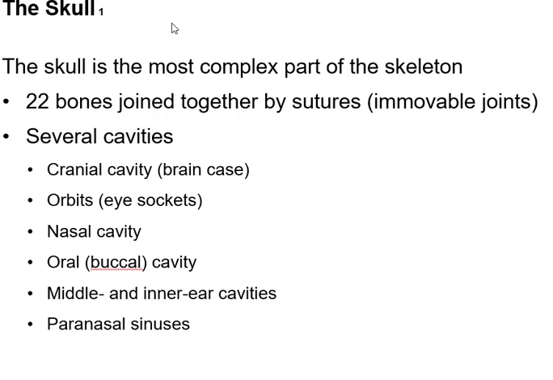Your skull is made of 22 different bones. They're held together by sutures, which are fibrous joints or immovable joints. And then you have several cavities. So you've got your eye sockets.